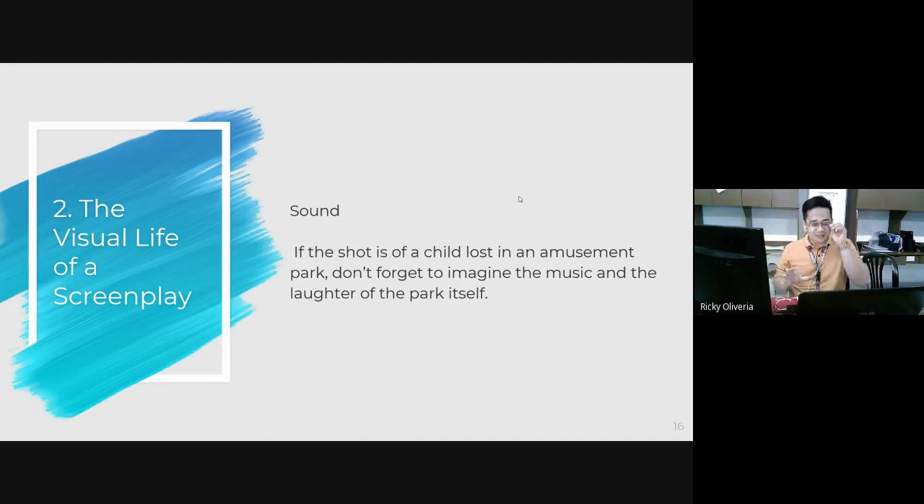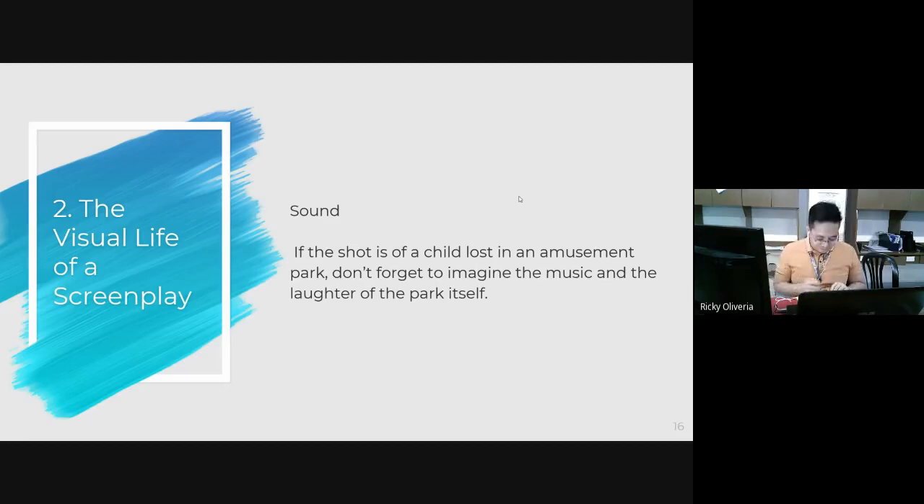Usually, di ba, you imagine it. For example, in a scene where a child goes missing, they only show the child's head, and you see the surroundings spinning in slow-mo, with somewhat dramatic music. Those are part of the sound. Those are part of the movement. Yun yung mga tinatawag natin part ng script.